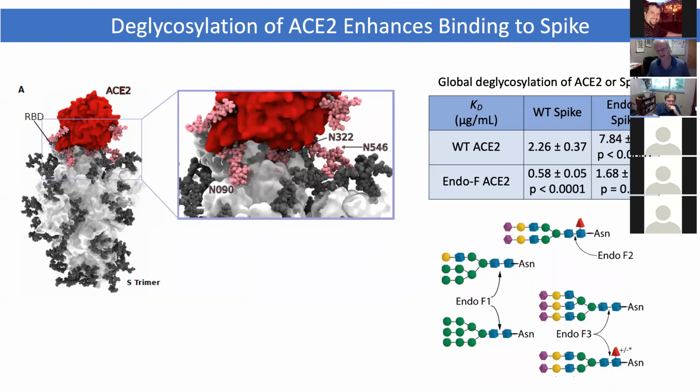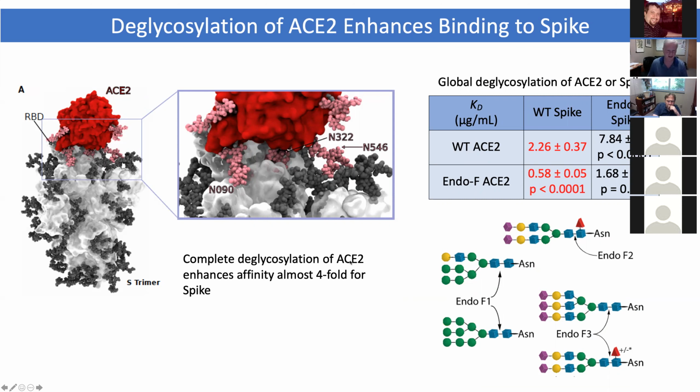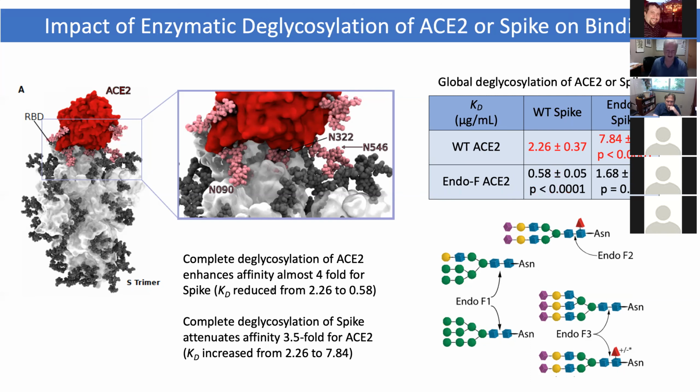Okay. So we got Kelly to express some protein, and Lance, and we took our fancy biolayer interferometer and made some measurements. First of all, we just got a sample that had been deglycosylated. If you deglycosylate ACE2 and bind it to wild type spike, you get about a 4-fold enhanced affinity. And if you deglycosylate spike, but keep ACE2 wild type, it gets worse. So it either gets 4 times better or 4 times worse, depending on what you deglycosylate. So yes, there's a role for glycans.